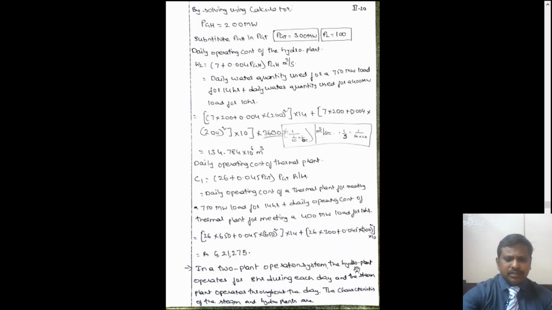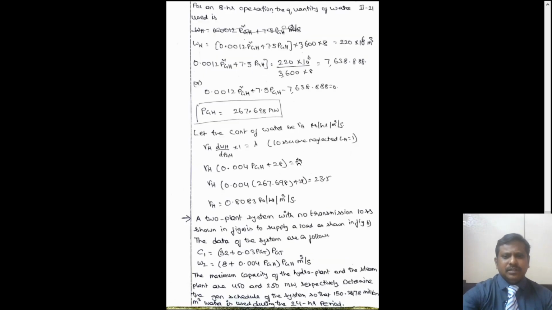In a two plant operation system, the hydro plant operates for 8 hours during each day. All these problems are the same. You can write the question and solve it. And this problem was asked in the university also. I will show it in the last slides.